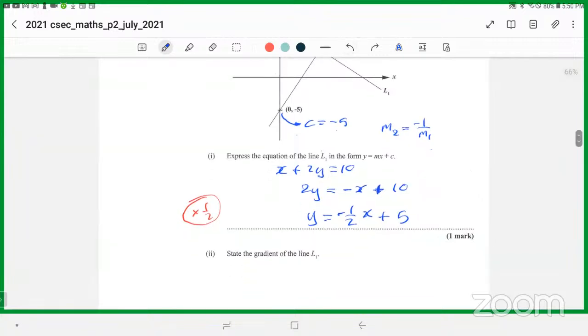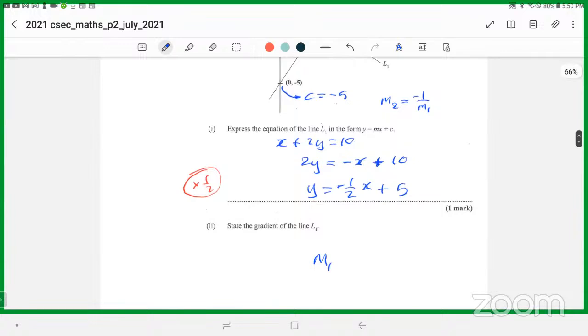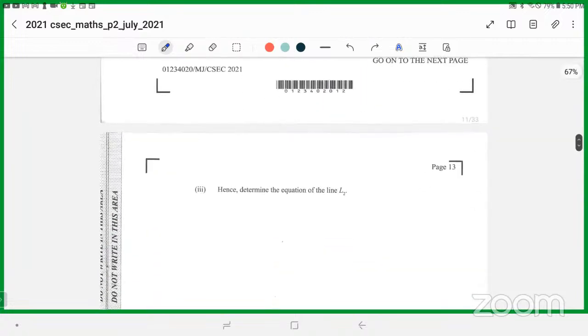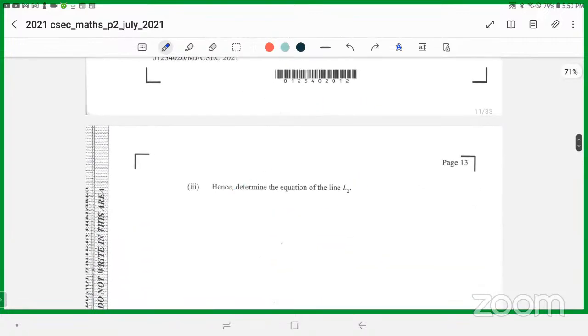Now, if you calculate nothing, the gradient of line 1, I'm calling it M1, is equal to -1/2. And they will accept and understand if you put M1 like that. I want to reference it back now for line 2 with this equation or that expression. All right? Next part now says, hence determine the equation of line 2. To find the equation of line 2, we need to know 2 things about it: a gradient and a point.